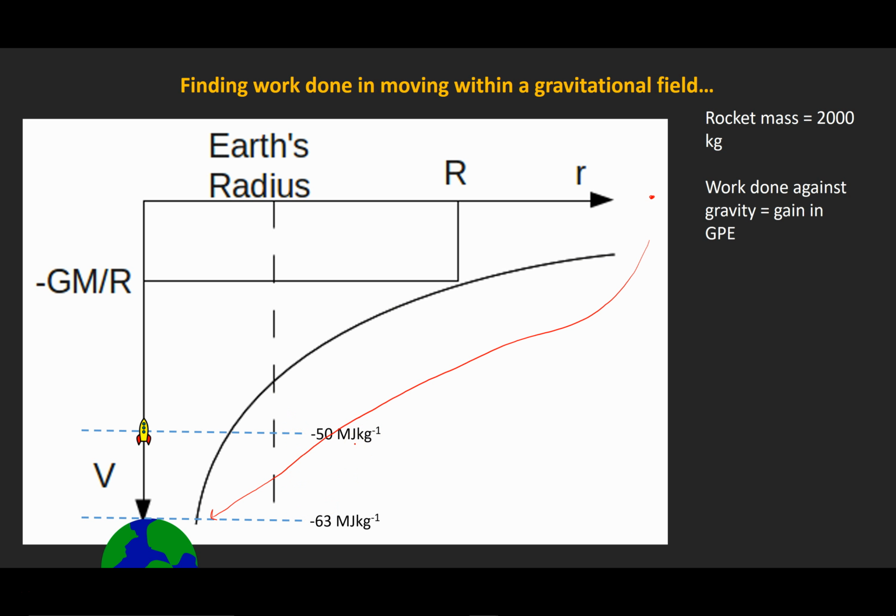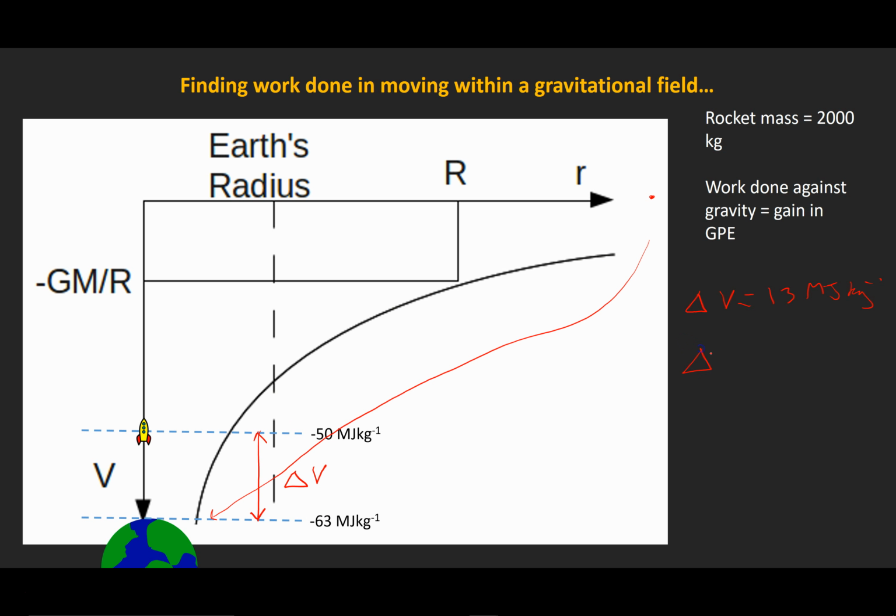All I need to do to work out the work done against gravity is take that difference there, that potential difference, delta V, which in this case here is minus 63 to minus 50. There's a difference of 13 megajoules per kilogram. That means that I would need to put 13 megajoules of energy into my rocket to move 1 kilogram that distance. How much do I put into my whole rocket?